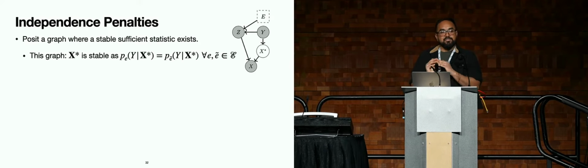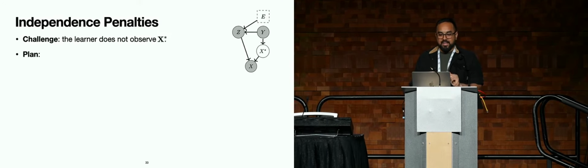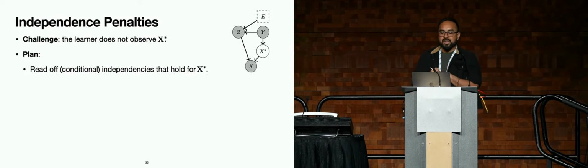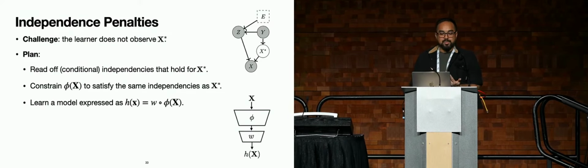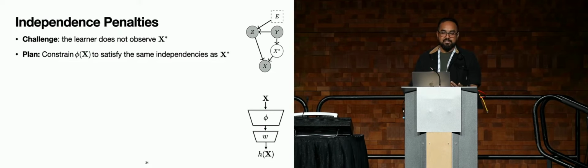This graph tells us a few other things, so let's try to employ those other properties and see if we can achieve OOD generalization. Specifically, you can read off a conditional independence that holds for this X star stable predictor. The independence is that X star is independent of the nuisance when you condition on the label. If you have this property, then I can impose it on a representation that I'm learning, and this objective corresponds to just building a predictor on top of this representation that you've imposed the conditional independence on.